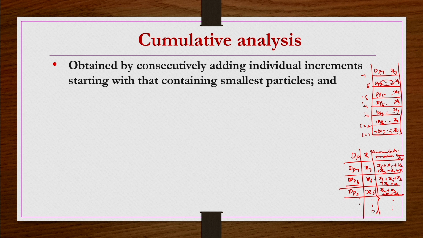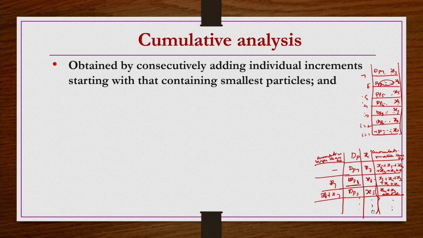Like that we can do exactly the reverse, the cumulative fraction larger than dp. If you do the larger than dp here, in this case it should be 0, this case should be x7, this case should be x6 plus x7, like this we have to do. Let us say cumulative fraction larger than dp. We will take an example problem also, so I am just explaining here. So, it will come like this, okay.